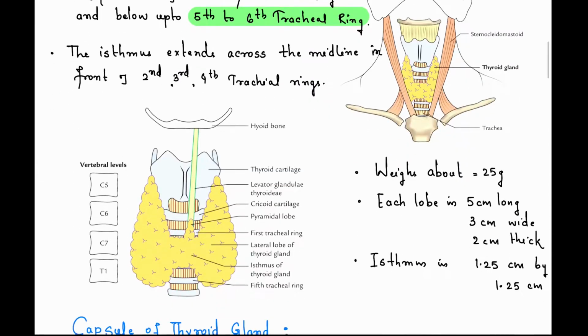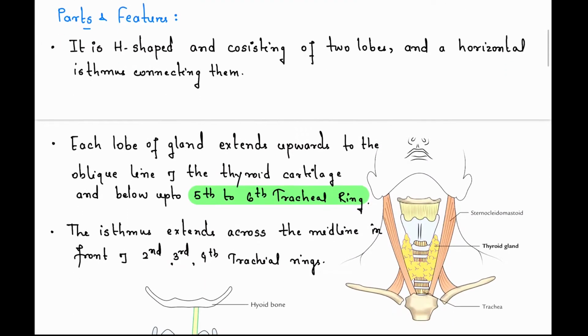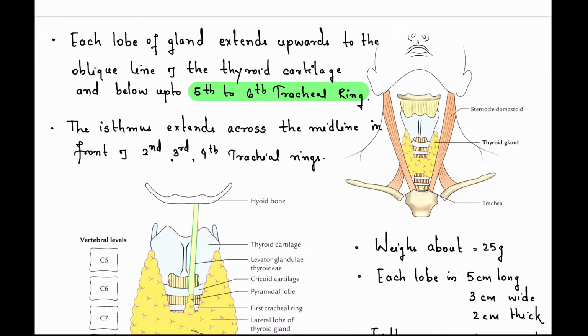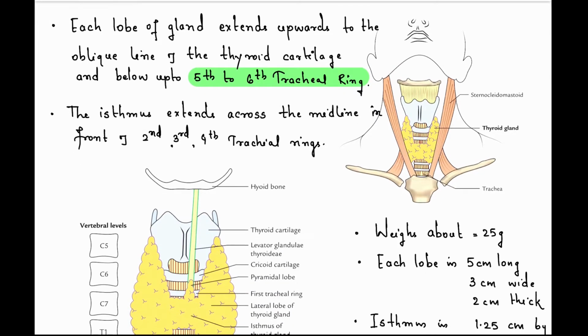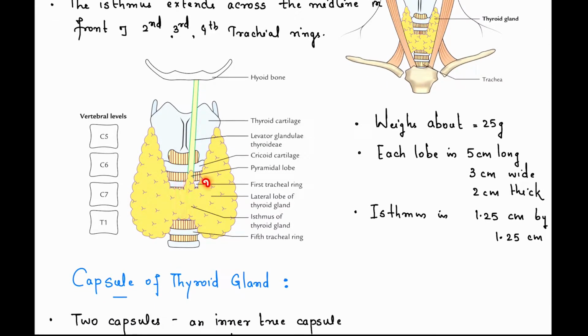Talking about location, you can see here the vertebral levels are C5, C6, C7 and T1. Parts and features: it consists of two lobes, right and left, and a horizontal isthmus that connects both lobes. Each lobe is placed obliquely, as you can see here, and the lower part is at the 5th to 6th tracheal ring. The isthmus extends across the midline between the 2nd, 3rd and 4th tracheal rings.